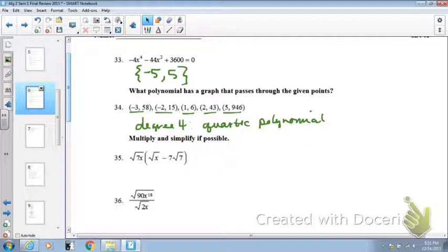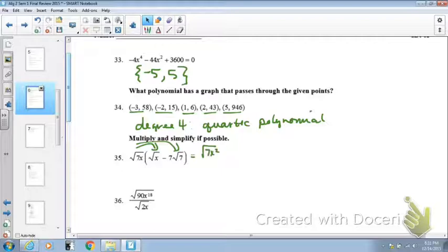Okay, 35. We're going to multiply and then simplify as much as possible. So we've got the square root of 7x times the square root of 7 minus 7 square root of 7. You've got to do the distributive property. And since they both have radicals, you're going to have the square root of 7x times x, which is 7x squared.